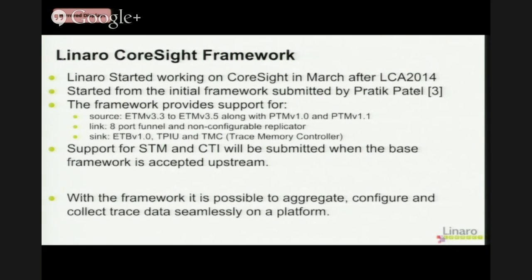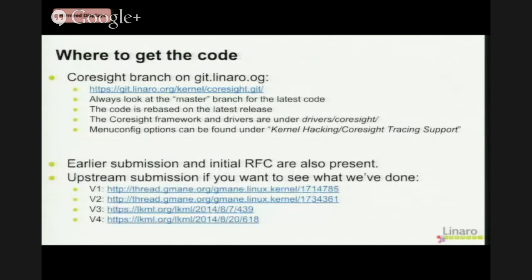Okay. So the code that we have is completely public. There's no secret. There's no black box. Everything is on there. Git.linaro.org. There's a Coresight tree. That tree is always rebased to the latest and greatest kernel. Look for the master branch. That's where it's at.